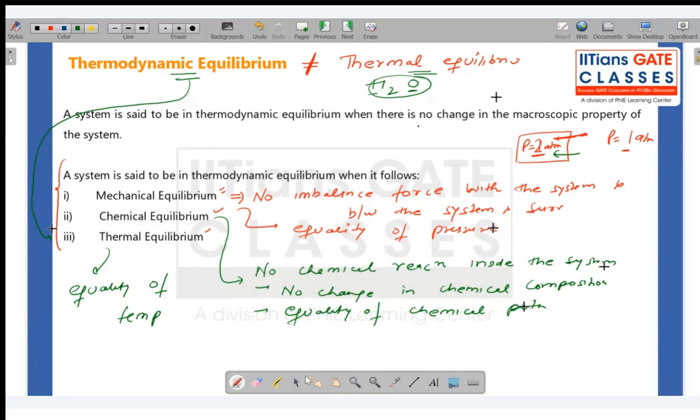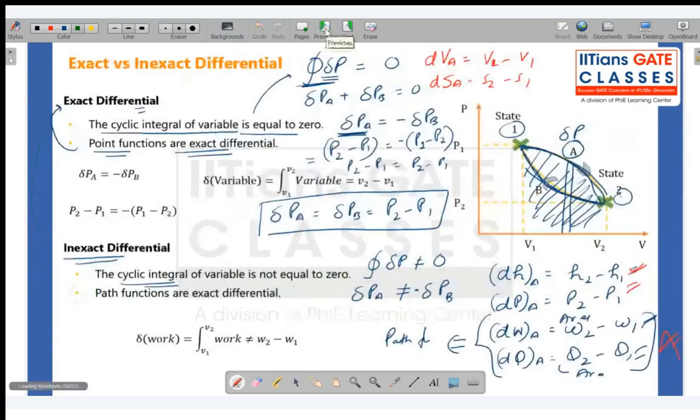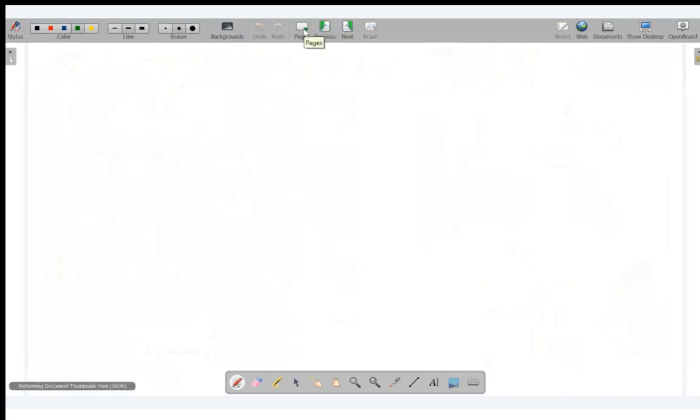Okay. Now Shivam was saying something: if a thermodynamic process returns to its original position, then the cyclic integration of work done is zero. No, you cannot say that. How can you say that? You see, let me go back. Let me add a page.